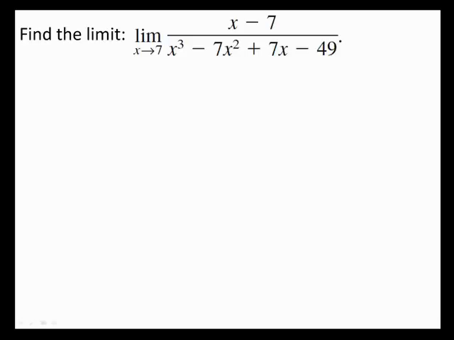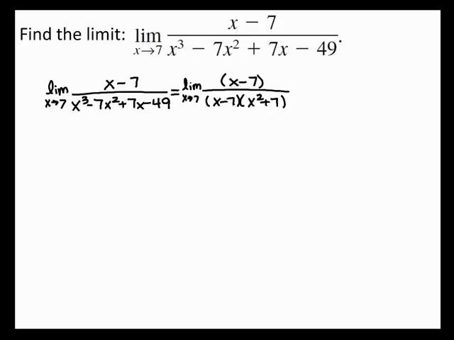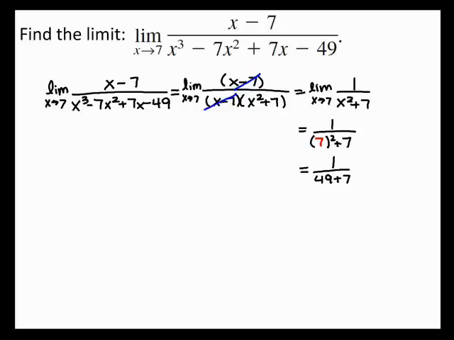Find the limit. The limit of x minus 7 divided by x cubed minus 7x squared plus 7x minus 49 as x approaches 7. Factor x cubed minus 7x squared plus 7x minus 49. Divide out common factors. Substitute 7 in for x. Simplify 7 squared. Simplify 49 plus 7. You find that the limit of x minus 7 divided by x cubed minus 7x squared plus 7x minus 49 as x approaches 7 is equal to 1 divided by 56.